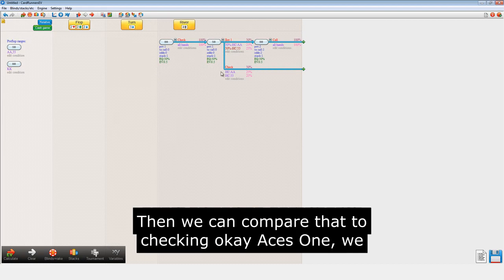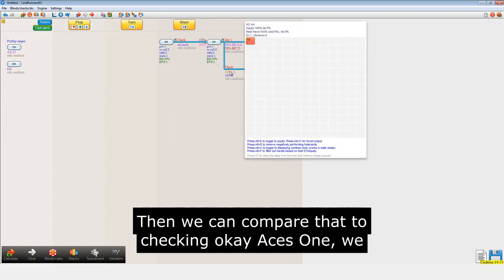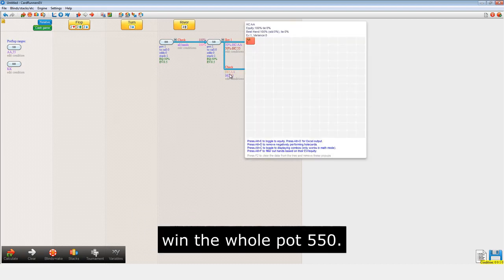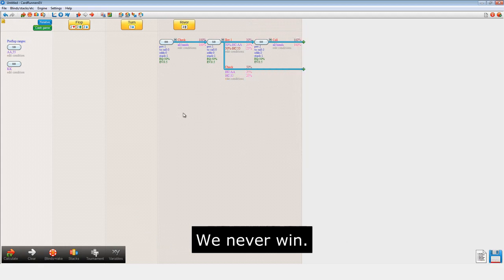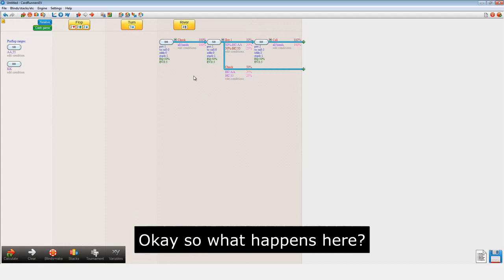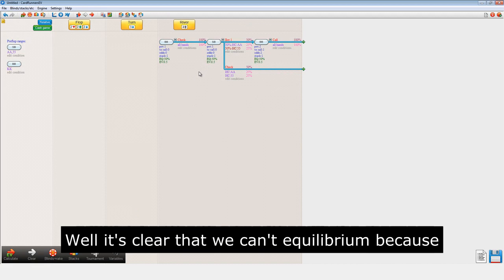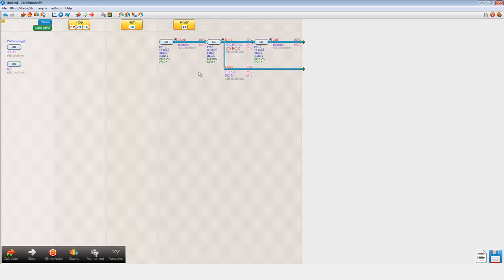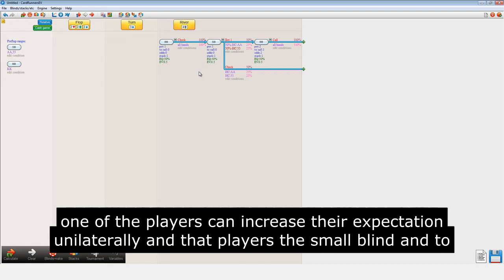Then we can compare that to checking. Okay, ace-ace, 1, we win the whole pot. 5-5, 0, we never win. Okay, so what happens here? Well, it's clear that we can't be at equilibrium, because one of the players can increase their expectation unilaterally, and that player is the small blind.